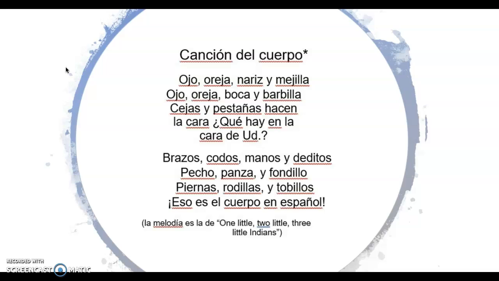And for next week, we're going to get to chapter 2, and that has many different body parts that you need to memorize. So I made up a little silly song that goes to One Little, Two Little, Three Little Indians. And when you sing the song, please memorize the song. It'll help you remember all these important body parts. When you sing the song, you're supposed to point to each part of the body that the song lists.